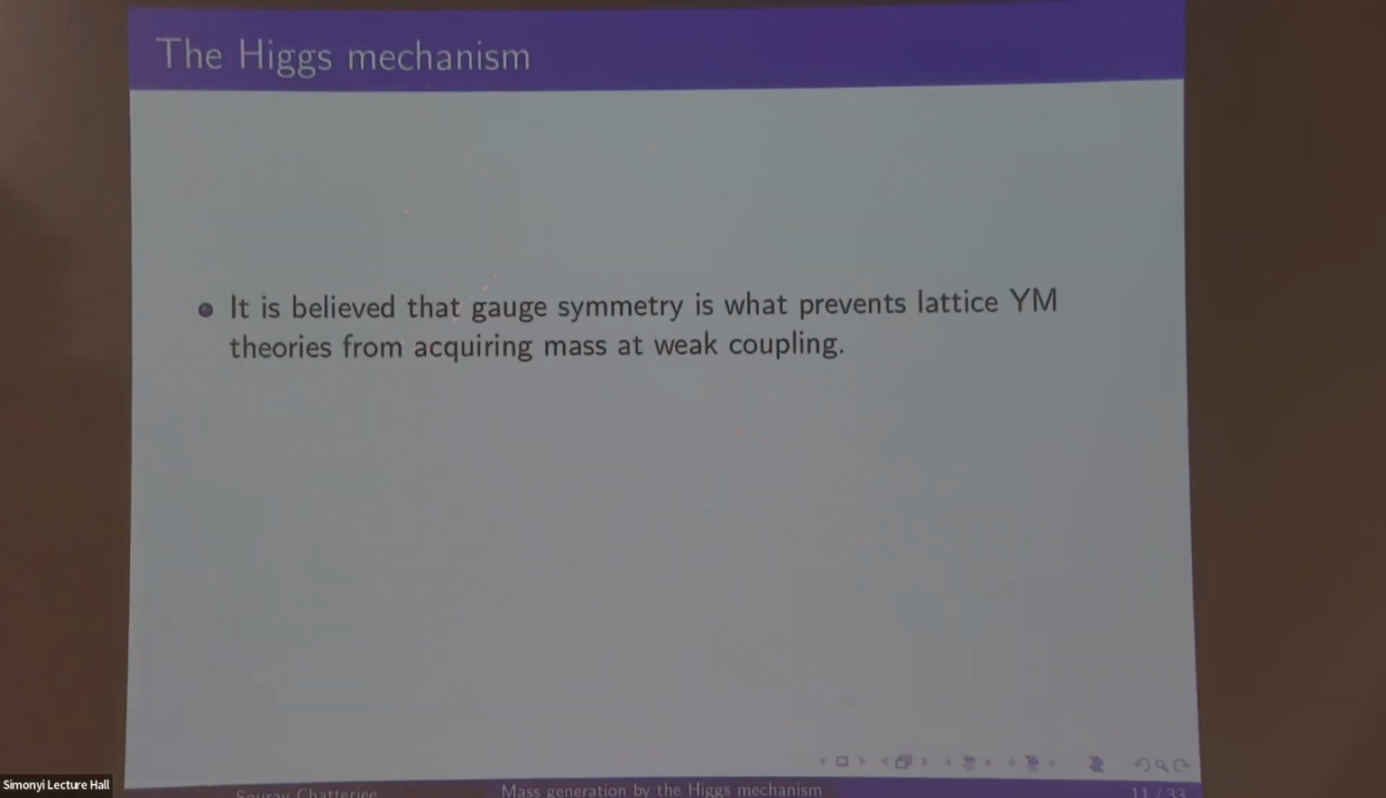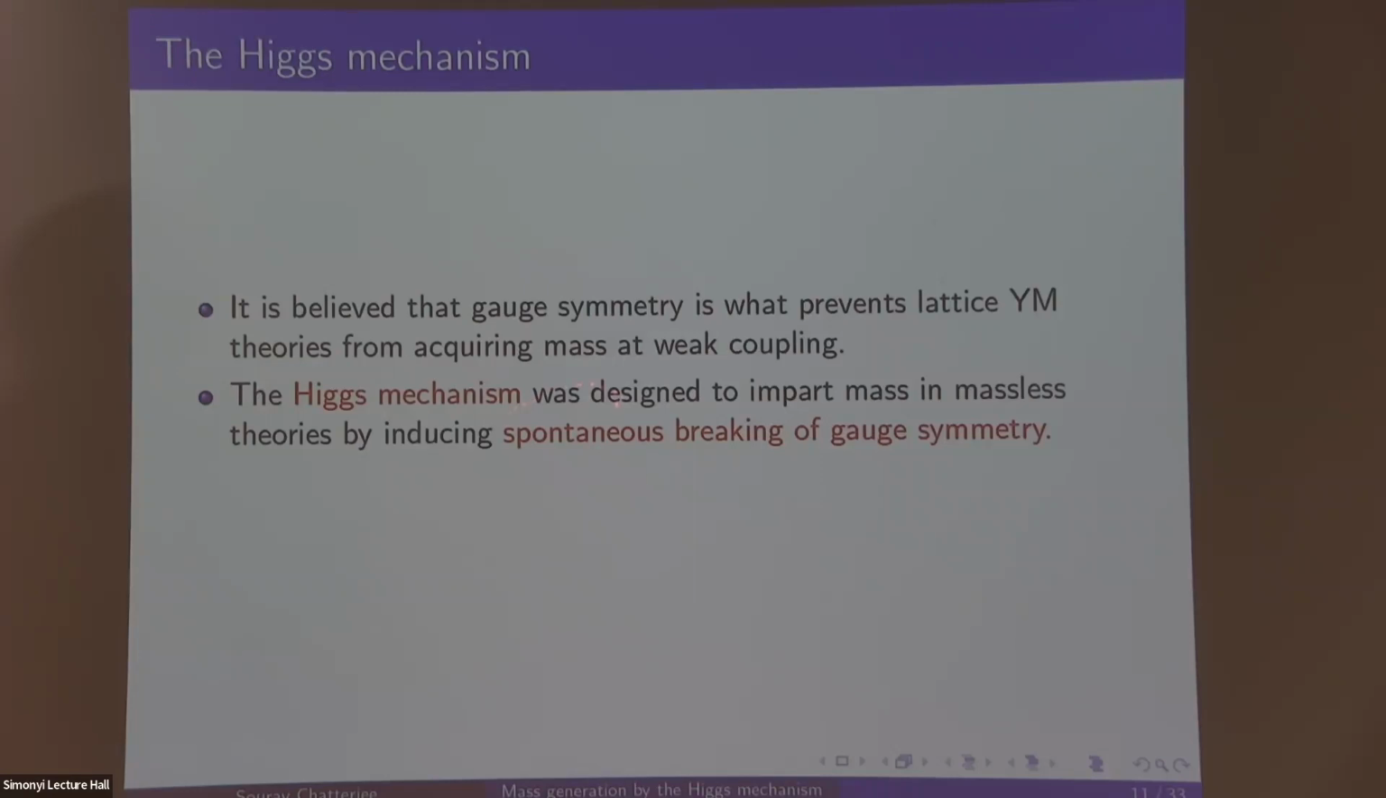Okay, so what's the Higgs mechanism? It is believed that gauge symmetry is what prevents certain lattice Yang-Mills theories from acquiring mass at weak coupling. This was the original motivation of Higgs when he defined this. The Higgs mechanism was designed to impart mass in massless theories by introducing spontaneous breaking of gauge symmetry. I'll explain what this means.